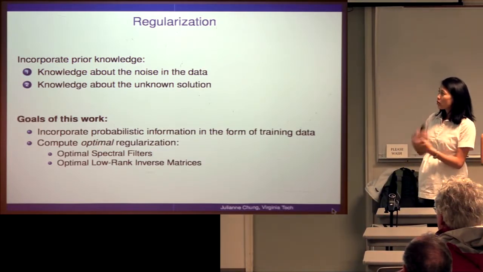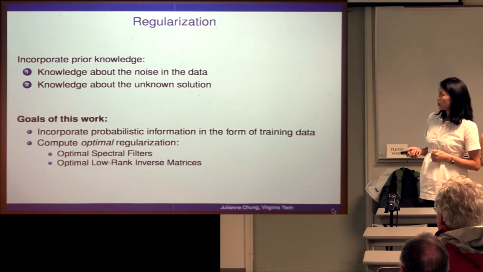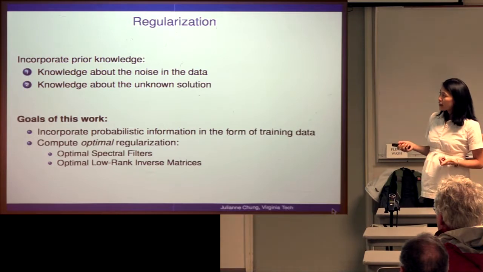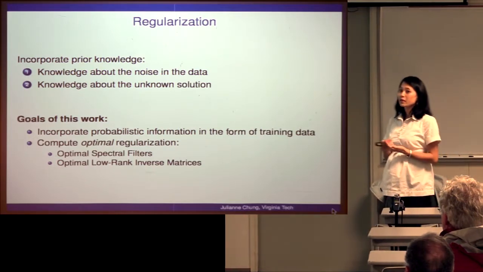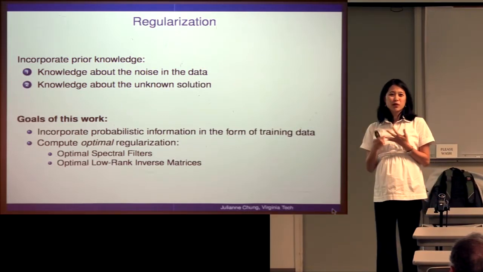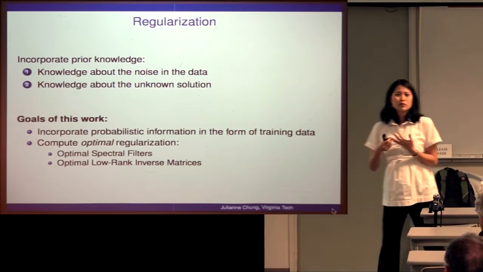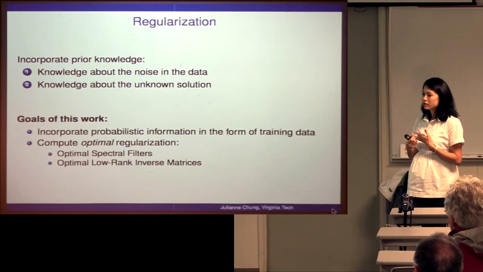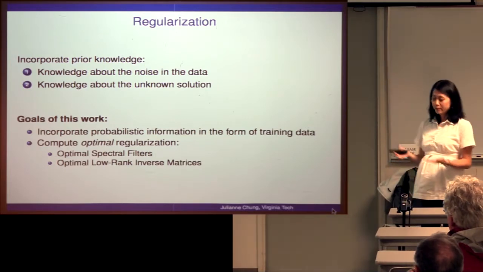And so you could incorporate that information when you're trying to solve your inverse problem. In addition, you may have some prior information about your solution. Oftentimes we assume something about the smoothness of the solution, the sparsity of the solution. Maybe you want to impose some constraints on that solution, like it's non-negative or it has some bounds.